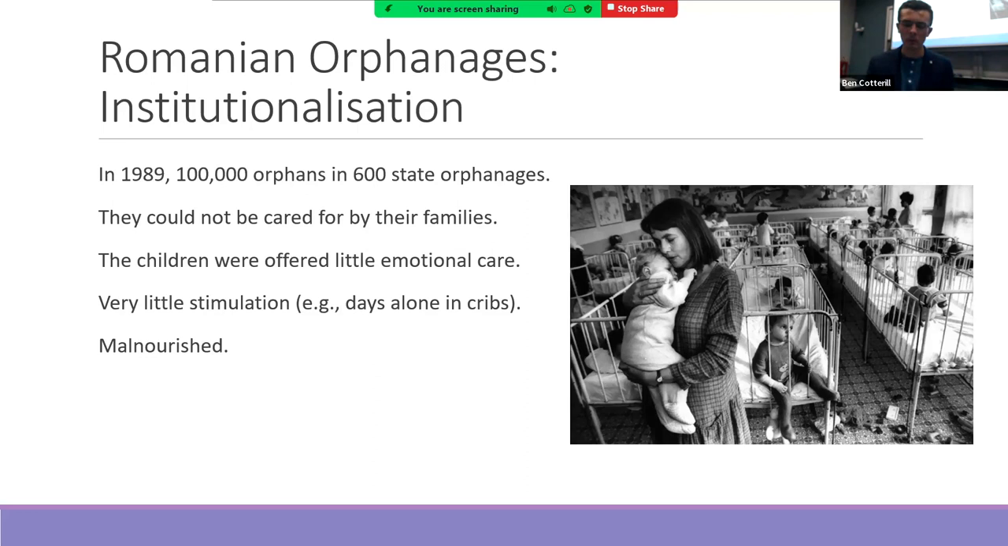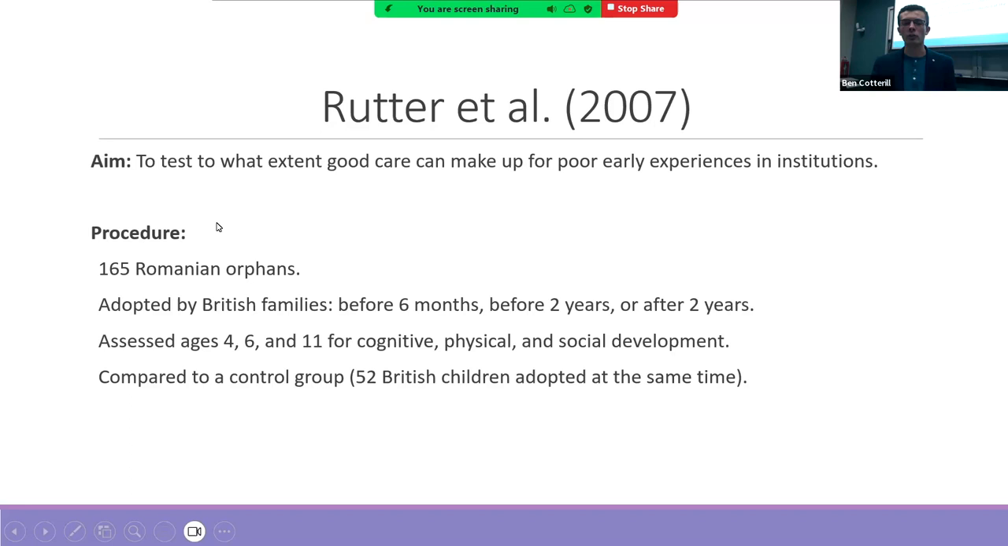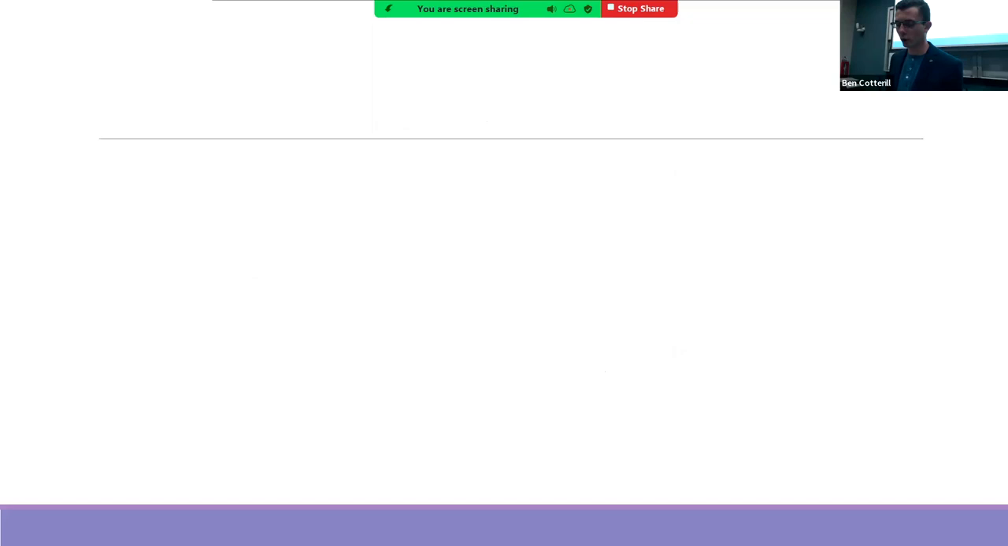And there have been a number of research studies looking at what the consequences of this sort of development were. Rutter and colleagues are some of the researchers who have done a lot of the studies. In one study of theirs, there are 165 Romanian orphans, and they're compared in different groups, depending upon when they were adopted. They were all adopted by British families, some before 6 months, some before 2 years, so it's still within that critical period, and some after the critical period. And then they're assessed at 4, 6, and 11 for their cognitive, physical, and social development, and compared to a control group of 52 British adoptees adopted at the same time.